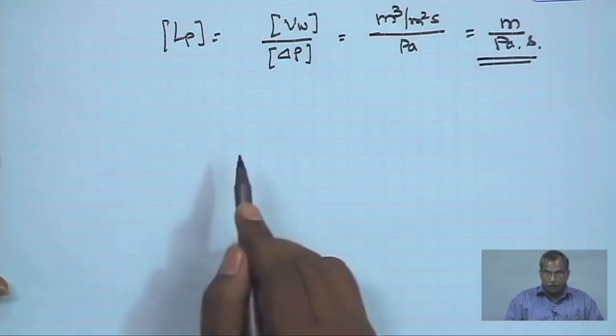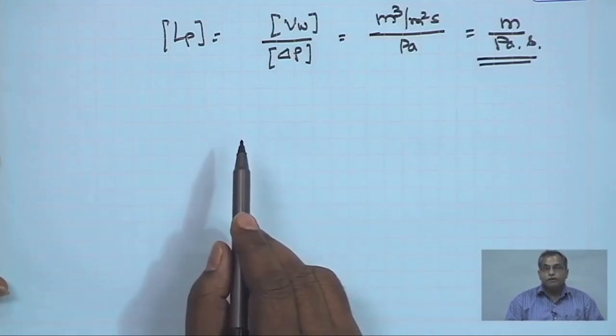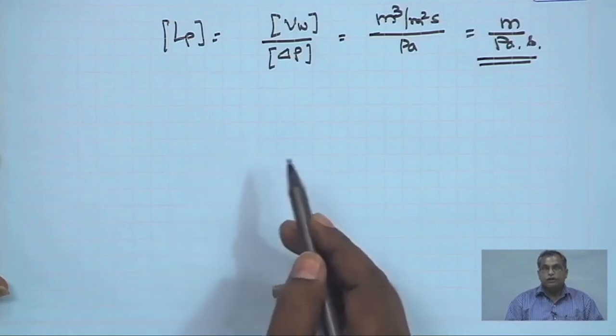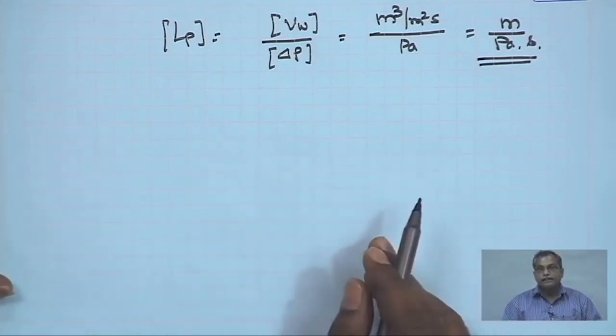Now, by looking into the value of permeability, one can tell a lot. Suppose you have generated a membrane, you have cast a membrane, and you would like to characterize it. The first characteristic should be the membrane permeability, how porous my membrane is. By looking into the value of membrane permeability in SI unit, one can really get an idea which membrane you have landed into.